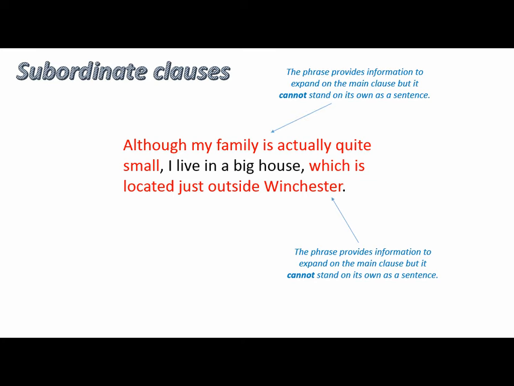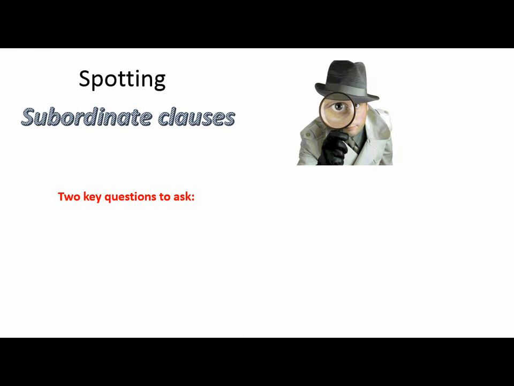And now we also have another phrase that provides information to expand on the main clause, to do with the size of the family in comparison to the size of the house. It cannot stand on its own as a sentence. It would not work to just have a sentence that said, although my family is actually quite small. That is a subordinate clause that is providing additional information to the main clause that remains, I live in a big house.